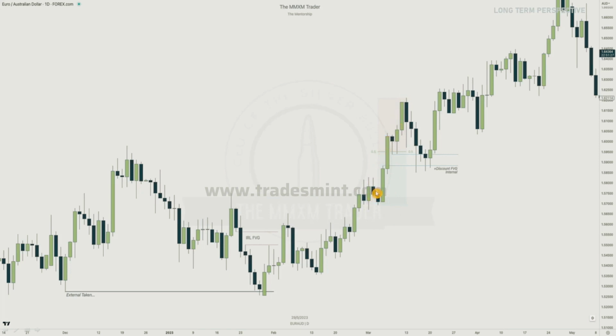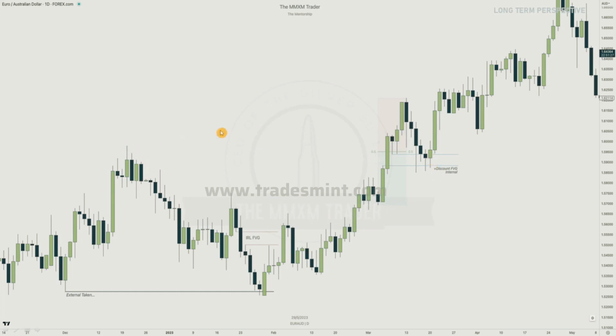What is happening over here? We're creating an imbalance, right? In discount, that's important. We don't want to see that imbalance in a premium level. Taking out this lows down here, creating an intermediate term low, and then continuing up from that discount fair value gap. So using structure on the daily, we can still know where we want to go.